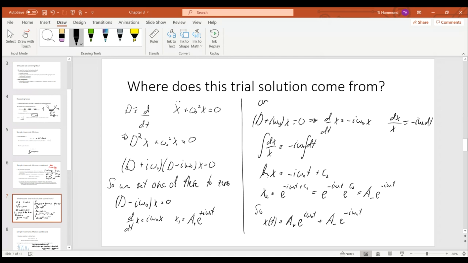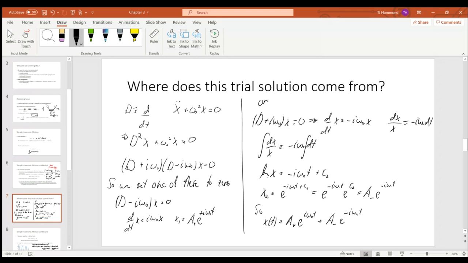Now, I told you in the previous class on Friday, if you can, always use definite integrals. Here, we don't actually know any of our limits. We don't know what we're integrating from for x. We don't know what we're integrating from for t. So I'm going to say I don't know any of these, and this will just give us an indefinite integral, which means that the integral of dx over x is the natural log of x, of course. And the integral of dt is just going to be t, so that gives us negative i omega naught t plus some unknown constant.